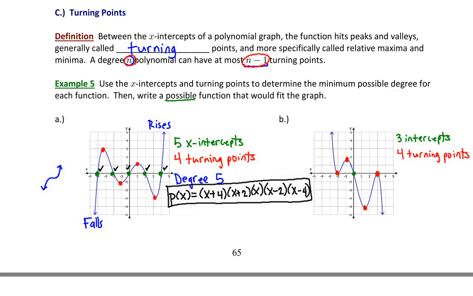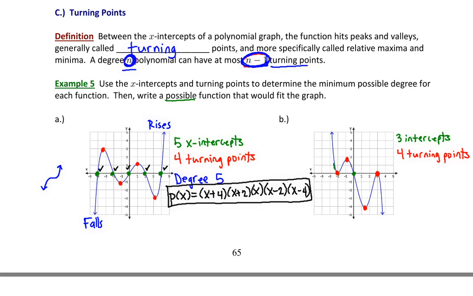Now, at first, that seems to be a little bit of a contradiction, because if we look at our rule, a degree n polynomial can have at most n minus 1 turning points. So the number of turning points is less than the degree of the polynomial. But in this case, we have 3 intercepts and 4 turning points. So what we have to consider is the behavior of the polynomial at each x-intercept.